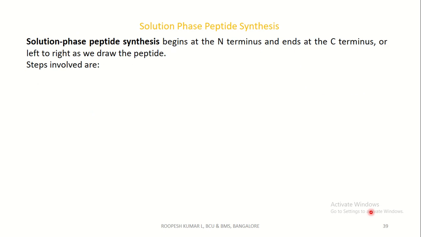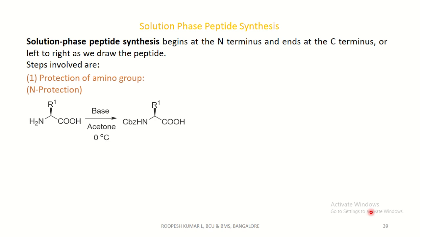Coming to the important one, solution phase peptide synthesis. Using all these methods, you should synthesize a peptide. This solution phase peptide synthesis begins at the N terminus and ends at the C terminus. Or to be simple, it goes from left to right as we draw the peptide. Steps involved are: first step, protection of the amino group. That is, as I said before, N protection. The amino acid is treated with base in acetone at 0 degrees, and we get the N protected amino acid. Here I have chosen a Z protected amino acid.